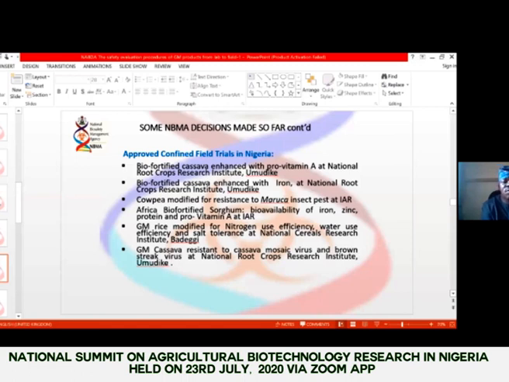We have also approved some confined field trials. Some of these approvals are for about 45 cassava lines enhanced with provitamin A at the National Root Crop Research Institute, Umudike, about 45 cassava lines enhanced with iron at the National Root Crop Research Institute, Umudike, and others will also have confined field trials for resistance to cassava mosaic virus and brown streak virus at the National Root Crop Research Institute, Umudike.